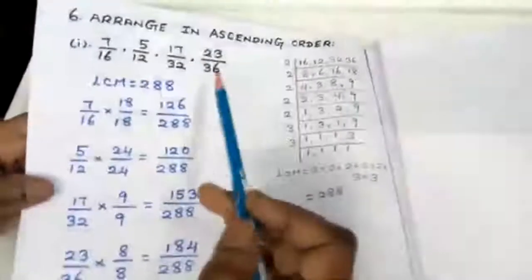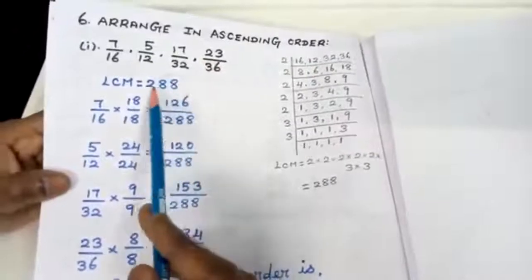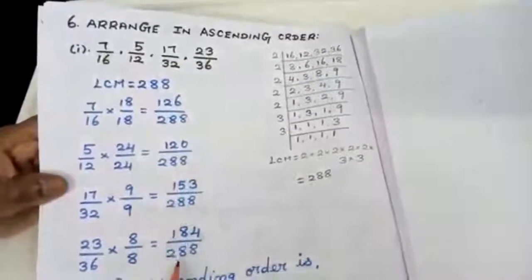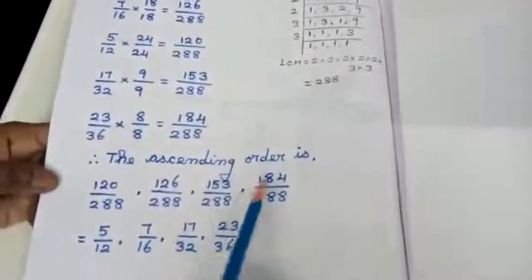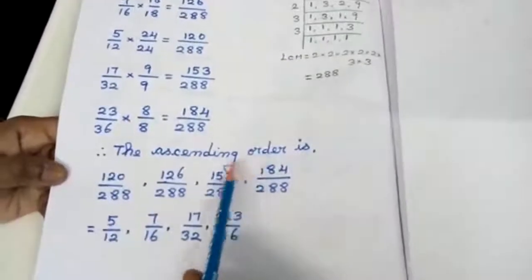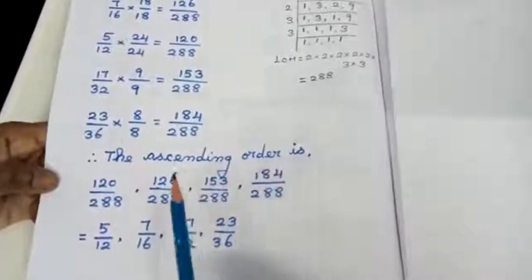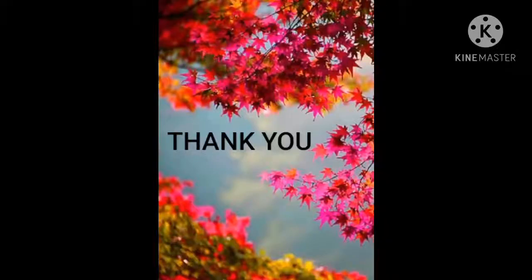That is the 6th question, arrange in ascending order. The same way, you are going to make the denominator the same, students. That is 288. Just convert this one. After converting, arrange in ascending order. You are going to try the calculation. The meaning of ascending order is small to big. After arranging, replace the question.